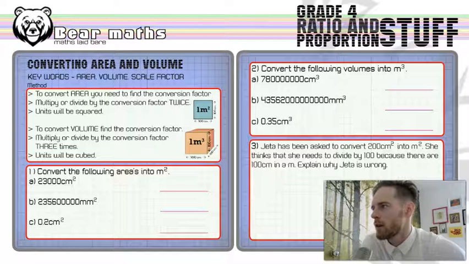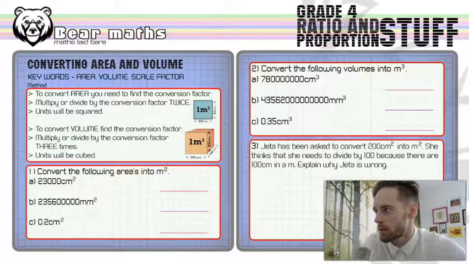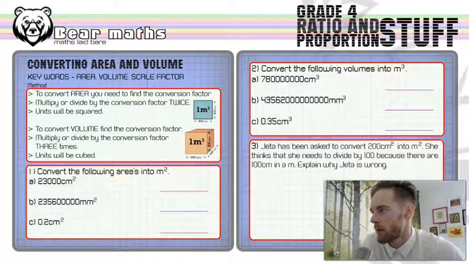So to convert area, you need to find the conversion factor and multiply or divide by the conversion factor twice. The units will be in squared units. To do the volume, you need to work out the conversion factor. So you need to know your metric conversions, basically. And then you multiply or divide by the conversion factor 3 times. The units will be cubed.